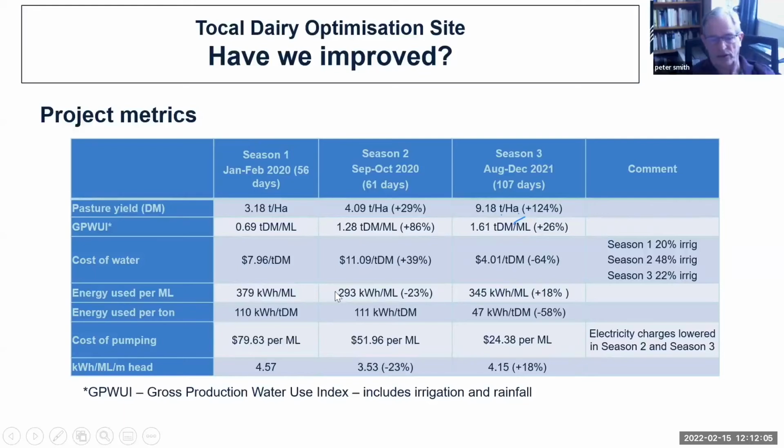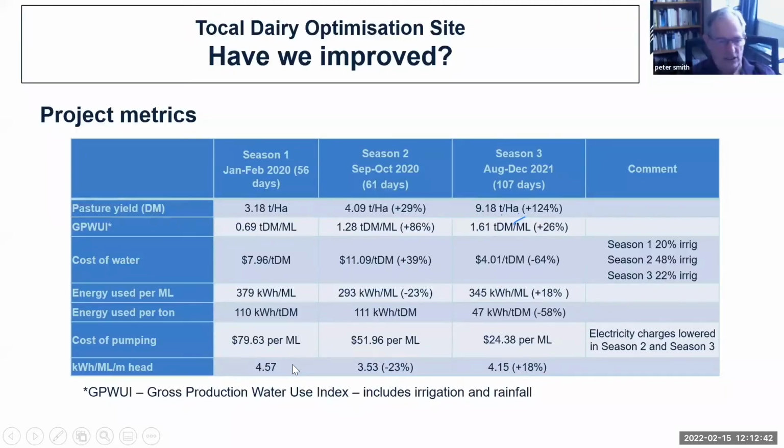The energy use, we could also check too. That's giving you a little cross check on how efficiently pumps and things are working. And so it is the tonne produced for the energy applied. Similar with the cost of pumping. And one of the things, the cost does relate to this. It also relates to the energy charges. And Tocal managed to negotiate significantly lower electricity charges for these 2 seasons. So the cost there is not so much about efficiency as about the charging.